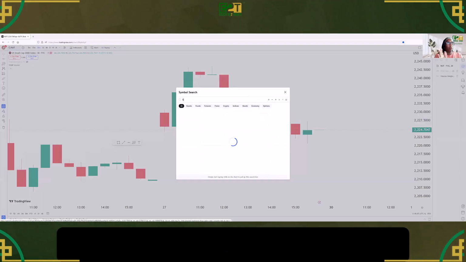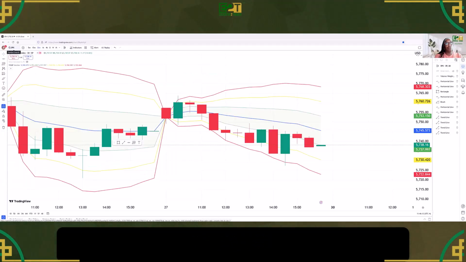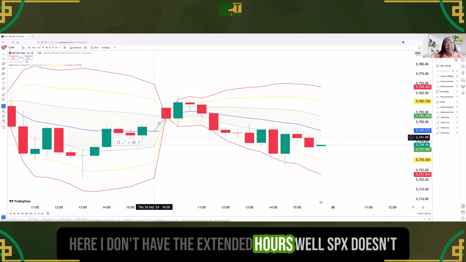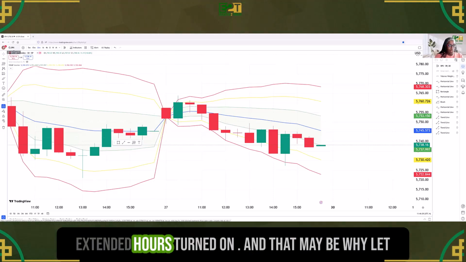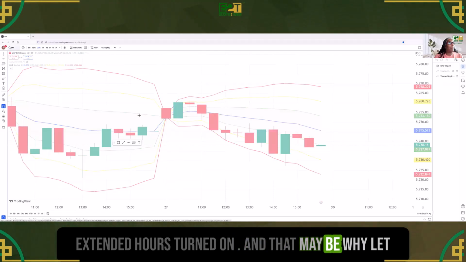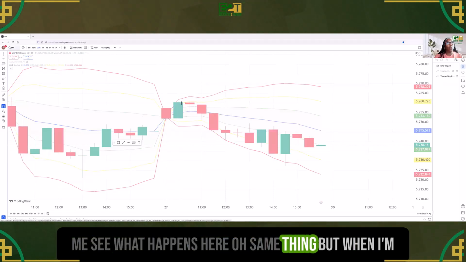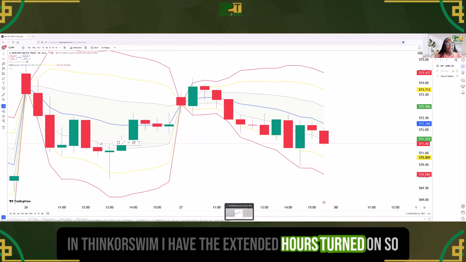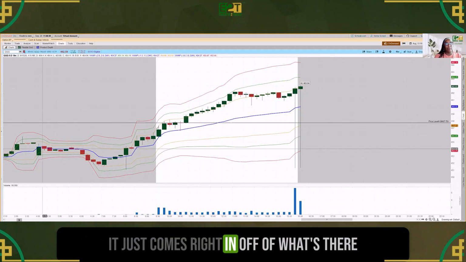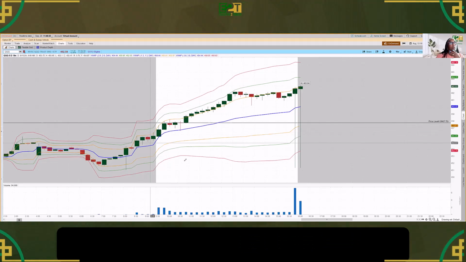Here, I don't have the extended hours. Well, SPX doesn't even have extended hours, but I don't have the extended hours turned on, and that may be why. Let me see what happens here. Same thing. But when I'm in Thinkorswim, I have the extended hours turned on, so it just comes right in off of what's there.